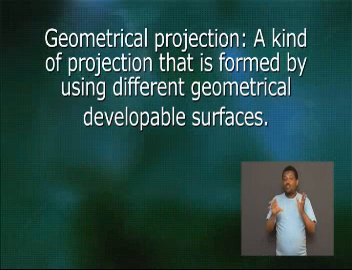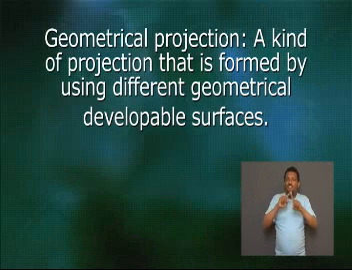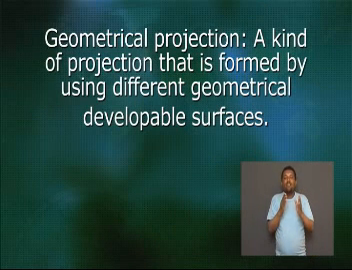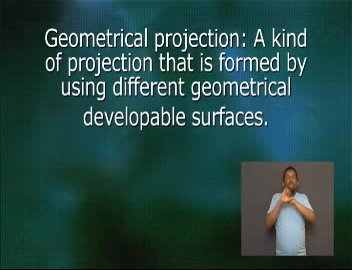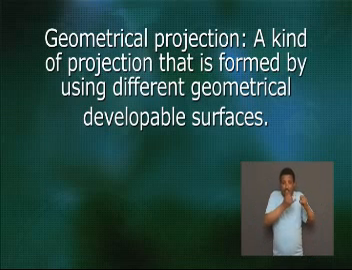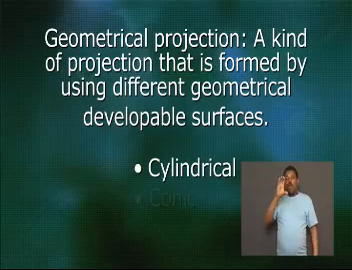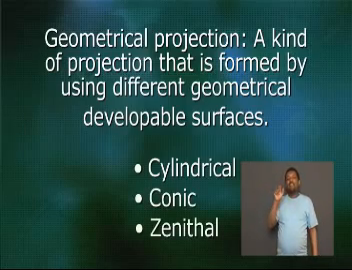Geometrical projection is a kind of projection that is formed by using different geometrical developable surfaces. Based on the shape of the developable surface used, geometrical projections can be classified as cylindrical, conic, or zenithal. Great job, students! Make sure you have this information written in your notebook for future reference.